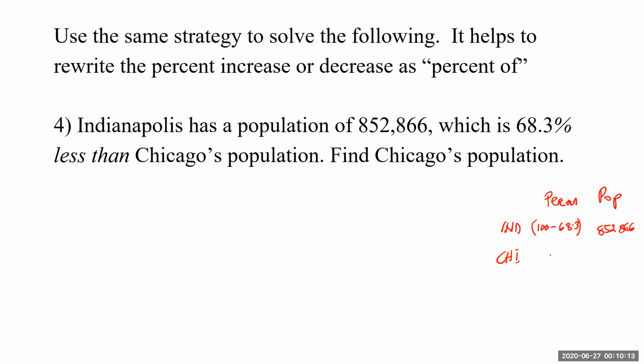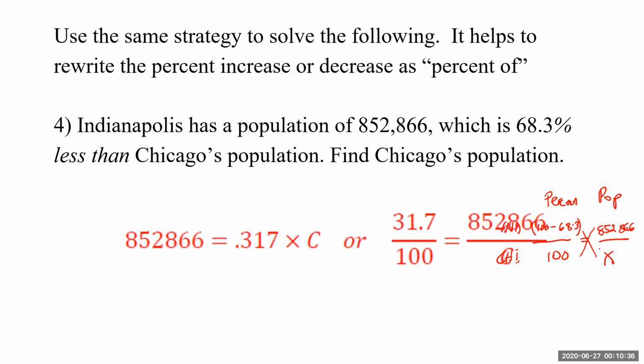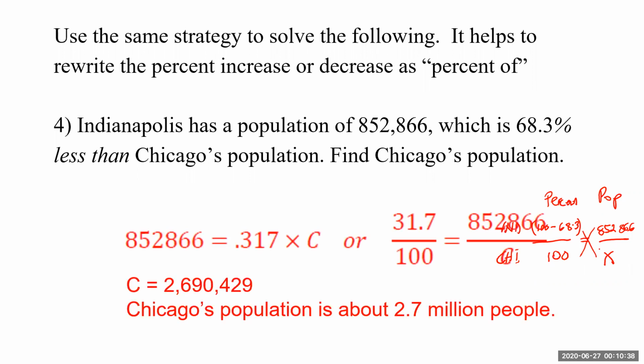Now, because that is being compared to Chicago, that population will be represented as 100%. And now we want the population for Chicago, which we put X. Now we divide, and cross product. And that should come out as 2.7 million approximately. So, extraction.